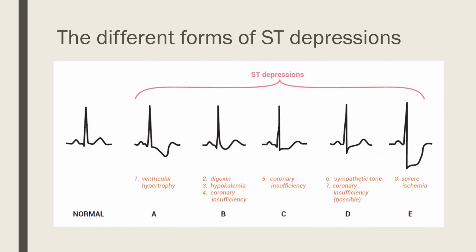This figure will show the different forms of ST segment depressions. We take figure A, which indicates that there is ventricular hypertrophy, either left ventricular hypertrophy if it occurs in V5, V6 with a large amplitude R wave, and if it occurs in V1 or V2 with R wave, this corresponds to right ventricular hypertrophy.